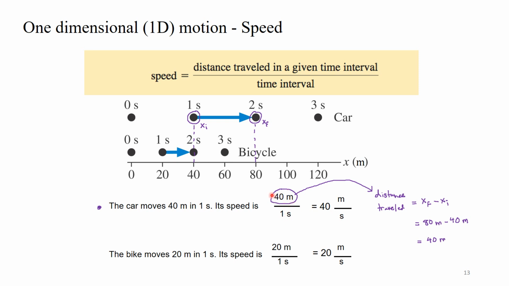And then you're dividing by 1 second. That's the time interval between the dots. So when you divide the 40 meters by 1 second, you get 40, and the unit is meters per second. Okay. So the meters per second is the unit for speed. So let's put a note for that as well.